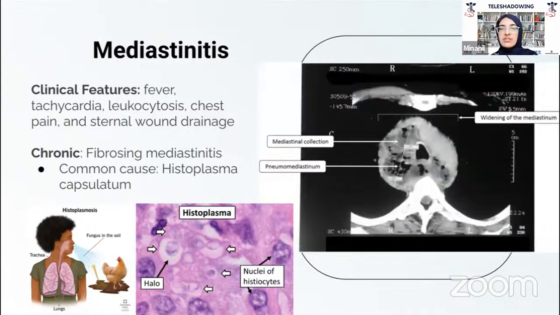A couple of complications of mediastinitis include obstruction of major vessels and airways, pericarditis and pleuritis if there is contiguous spread. Also, superior vena cava syndrome, like we mentioned before, that expansion of the superior vena cava, and also bacteremia that could lead to sepsis, which is a medical emergency for the patient.